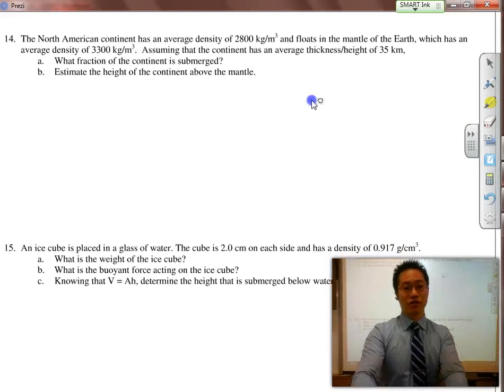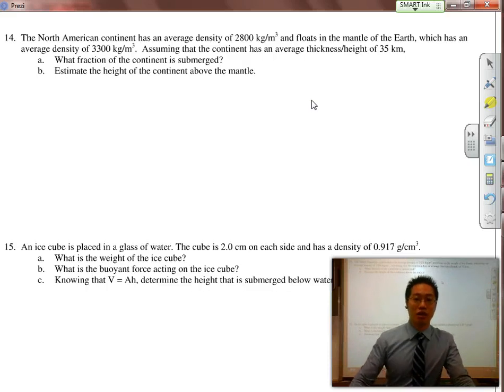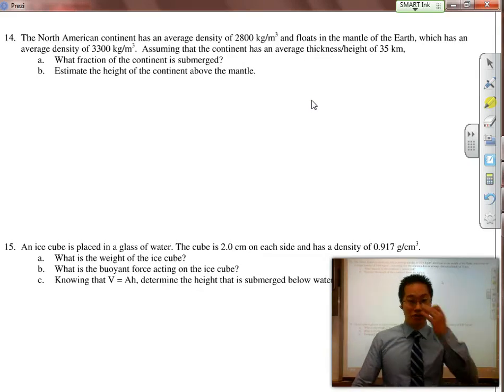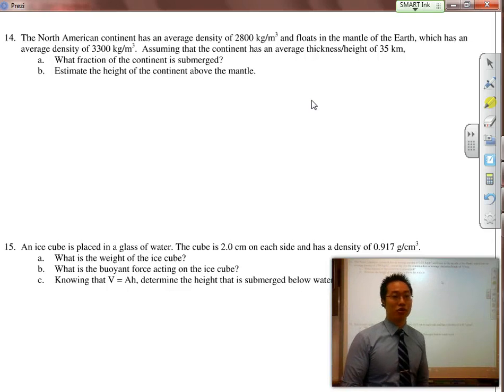If we take a look at this question, the North American continent has a density of 2,800 and floats in the mantle of the Earth. As you guys may have learned in earth science, the continents are all floating on the mantle, which is liquid. The mantle has an average density of 3,300 kilograms per meter cubed. What fraction of the continent is submerged?